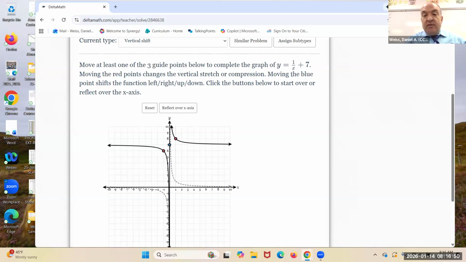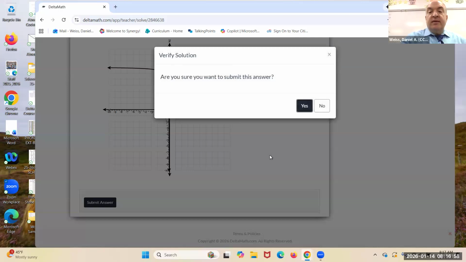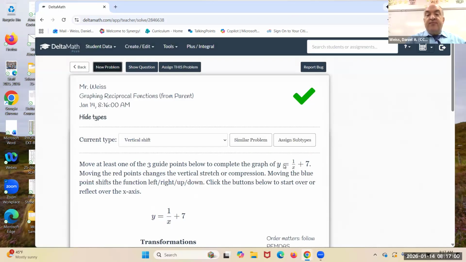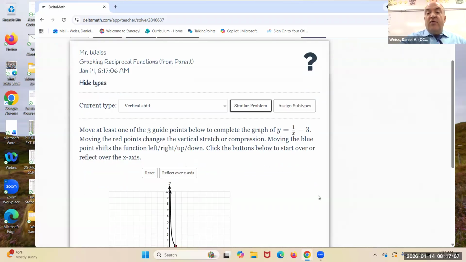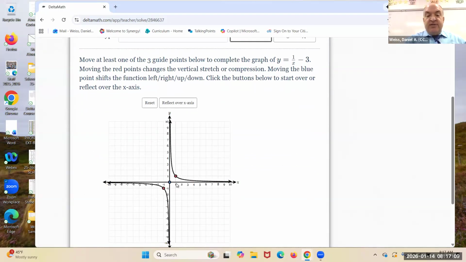And -1 plus 7 would be 6. So that point is good. Okay. Submit. Yes. Okay. So how about this? 1 over x minus 3. Again, it's just move it down to -3 and you're done. Okay.